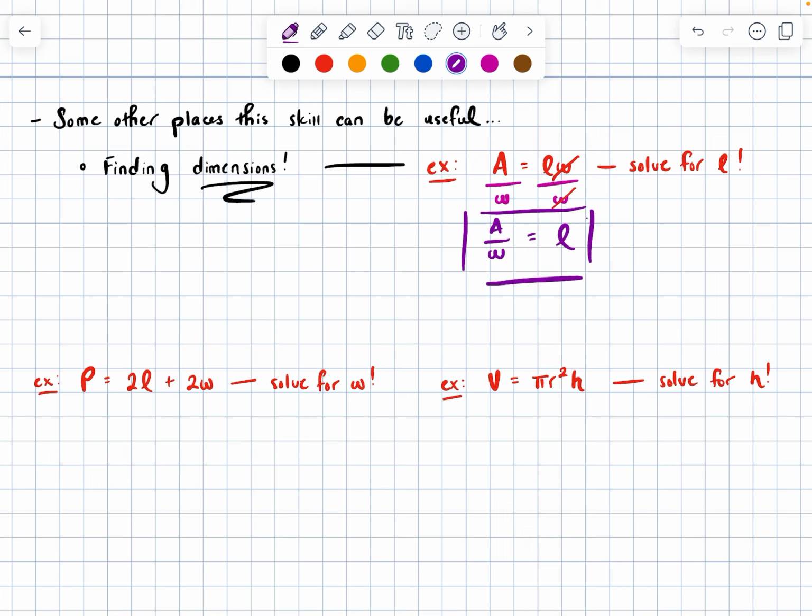Cool. Try it again with these two formulas below. I've got the perimeter, in this case of a rectangle, 2 times length plus 2 times width. And I've got the volume here of a cylinder, pi r squared times h. So in both cases, I've given you a variable to solve for. Again, your goal is to isolate that variable. What sequence of choices are you going to make, and in what order to get that variable by itself? Give yourself a 2-minute timer, pause the video. Let's do it.